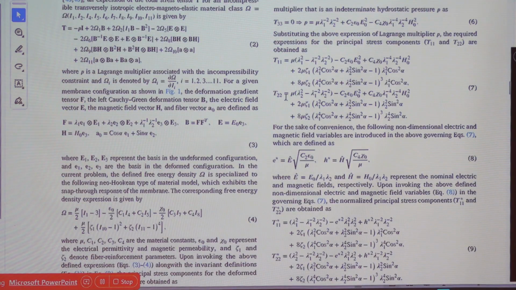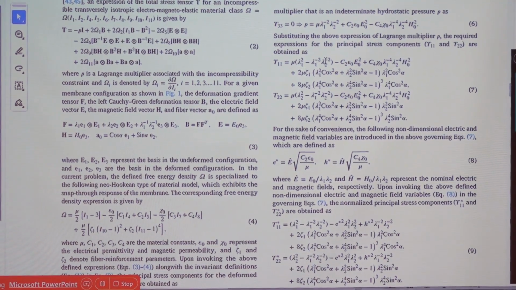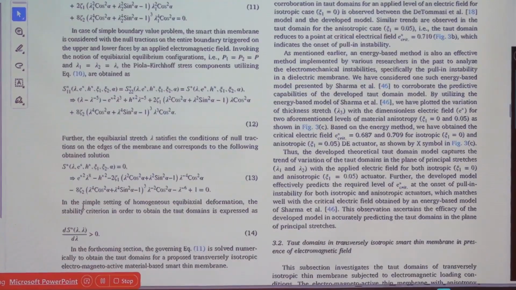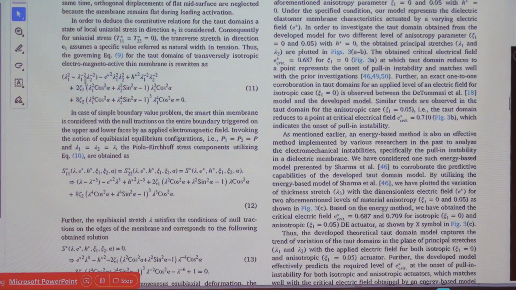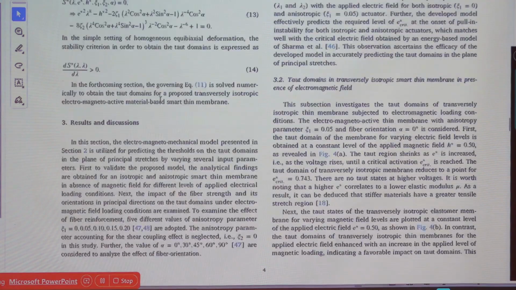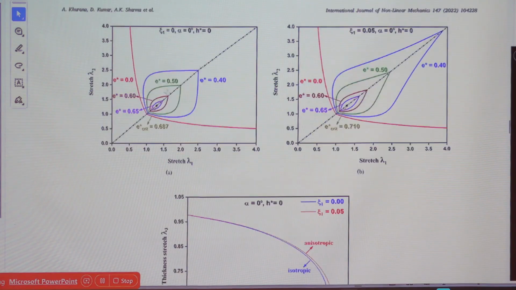So if you are applying a uniaxial tension in one of the directions, the stress in the other direction we are assuming will vanish. Okay. So keep that value to be 0. So you get an equation, and that equation is in terms of lambda 1, lambda 2. That is the equation of your tau domain basically. So when you try to solve this equation in MATLAB, this type of graph will be plotted. This is called the tau domain graph.